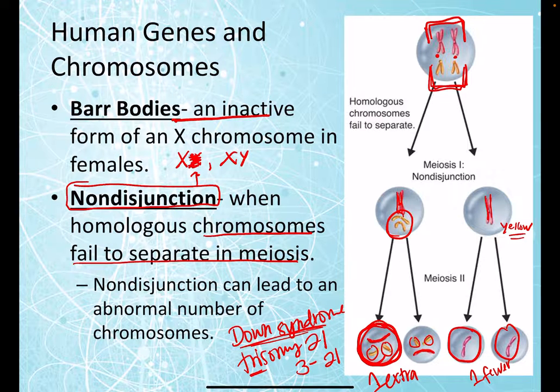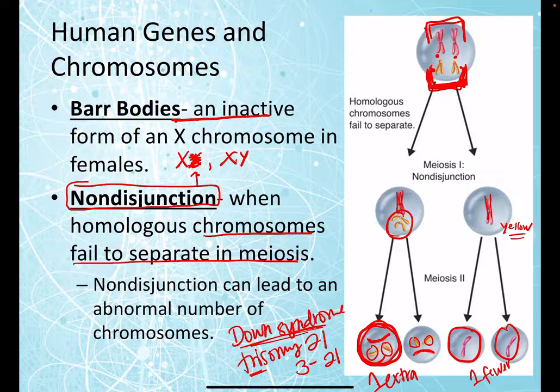Okay. Now, this can also happen in meiosis 1, where the homologous chromosomes fail to separate, but it can also happen, this doesn't really show it, in meiosis 2, if the sister chromatids didn't separate correctly. So it can happen in either of those places. Okay? So those are some genetic disorders as well.